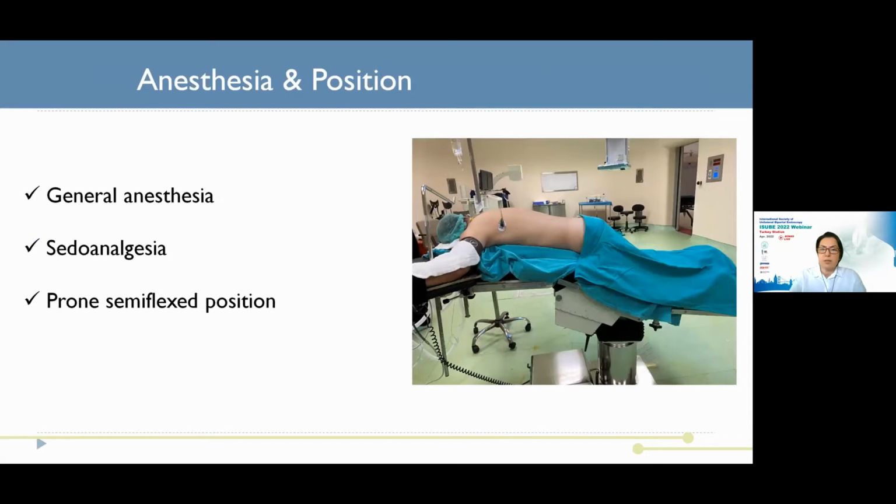General anesthesia is preferred. Epidural anesthesia or local anesthesia can also be used, but general anesthesia is better and safer for the patient and the doctor's comfort. The patient is positioned in the prone semi-flexed posture.